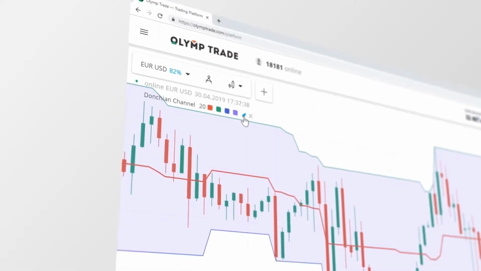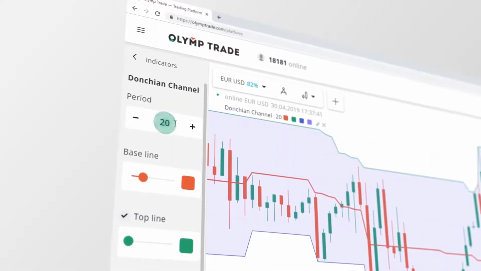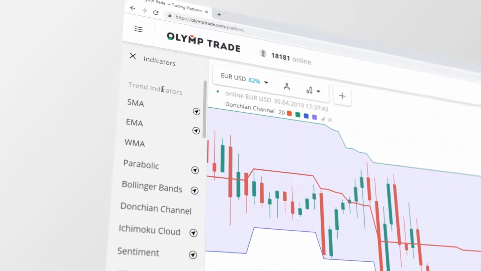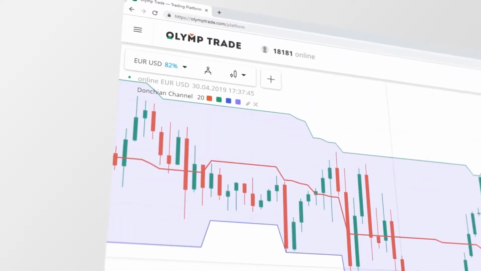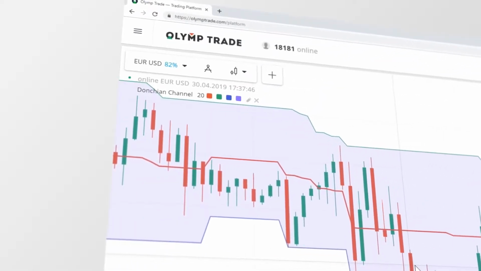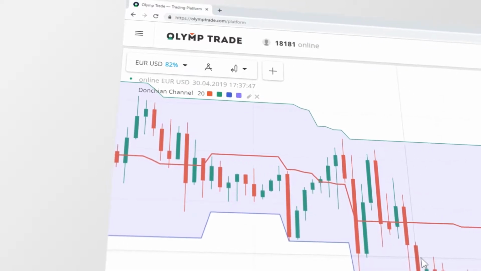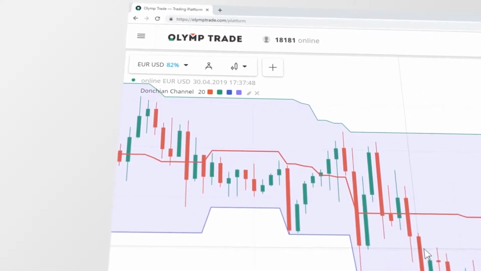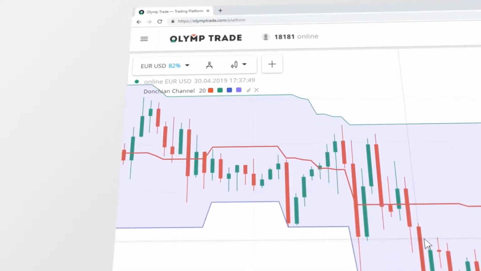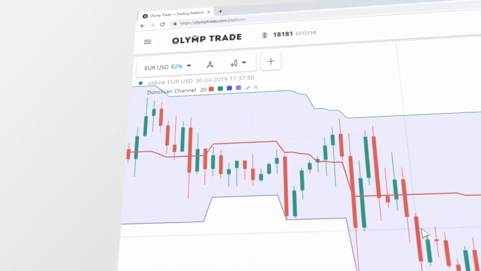By default, the moving average period is set to 20. This is the proposed MA period, which was set by the indicator creator Richard Donchian. Let's see how the Donchian Channel works. Firstly, like the Bollinger Bands, the Donchian Channel shows the direction of the trend.